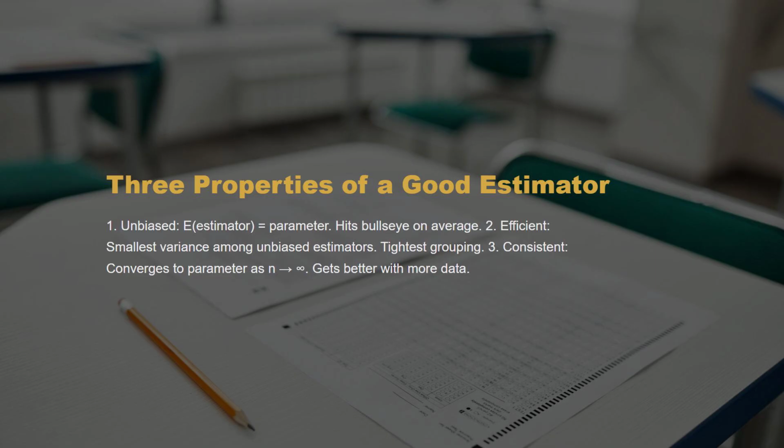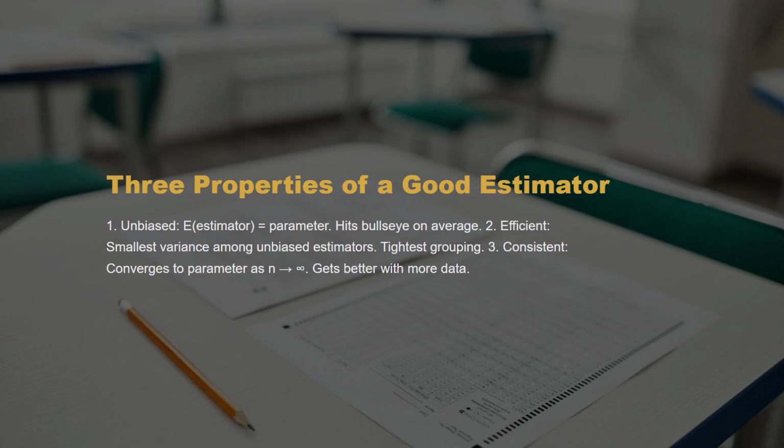Think of it as shooting arrows at a target. An unbiased estimator hits the bullseye on average. Individual shots may miss left or right, but the average of all shots hits the center. The sample mean is an unbiased estimator of the population mean. If you took every possible sample and averaged all the sample means, you would get exactly the population mean.